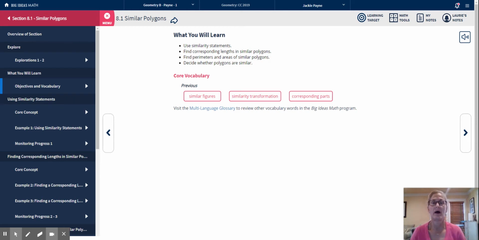So when we talk about the word similarity, it's not quite congruence, because it doesn't preserve length, but it does preserve other parts. And so we're going to talk about how we can write similarity statements just like we would write congruent statements previously. So hopefully by the end of this little video, you'll be able to use similarity statements, find corresponding lengths in similar polygons, find perimeters and areas of similar polygons, and decide whether polygons are in fact similar. This should be a little bit familiar because you have covered this in previous years of schooling. So let's get started.